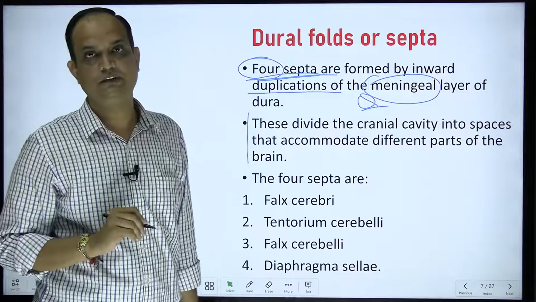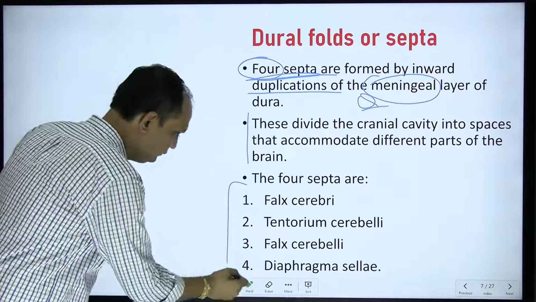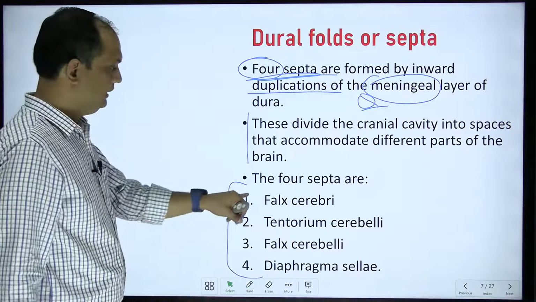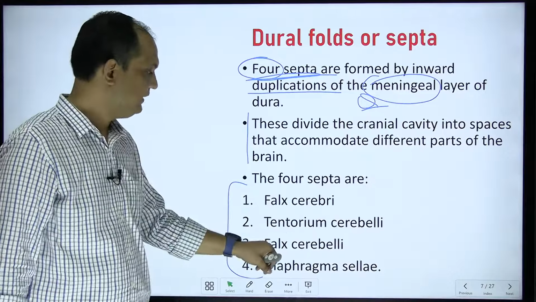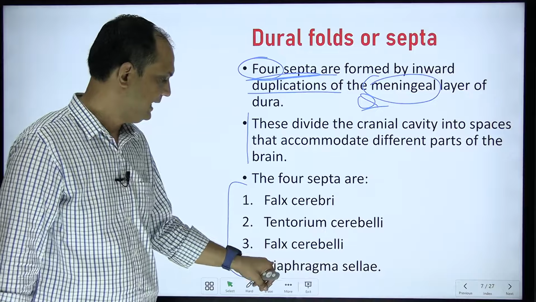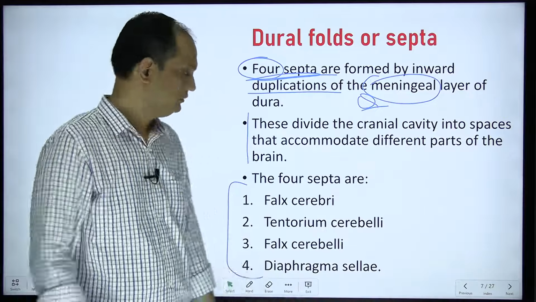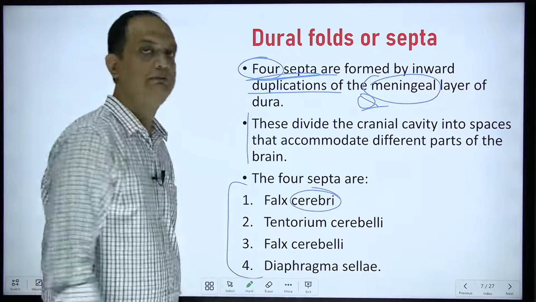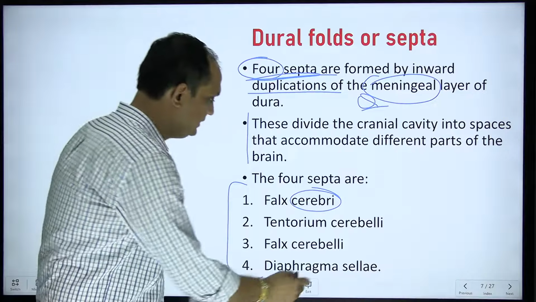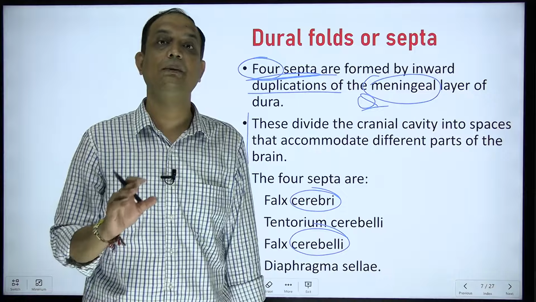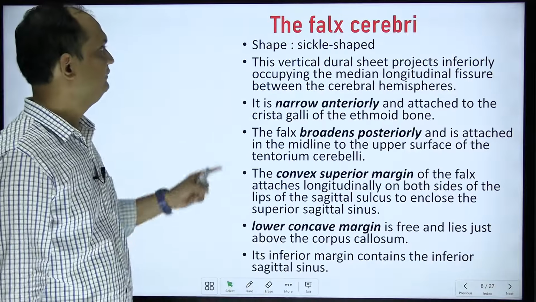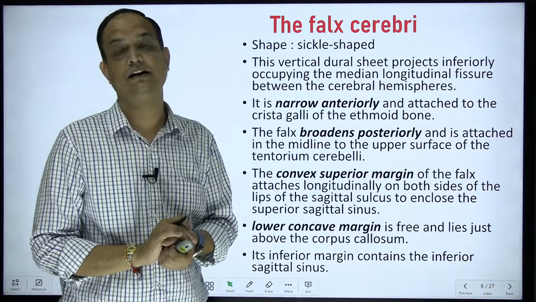And what are the names of these septa? So we'll discuss the four different septa. One is known as Falx Cerebri, Tentorium Cerebelli, Falx Cerebelli and Diaphragma Sellae. So this is Cerebri, that means between the cerebral hemispheres. This is Cerebelli, that means it is between the two parts of the cerebellum. Now we'll discuss one by one. The first is the Falx Cerebri.